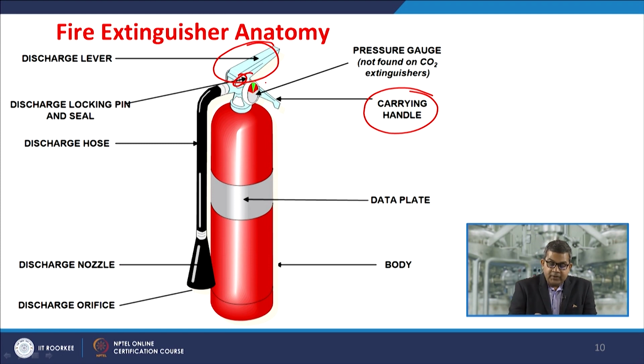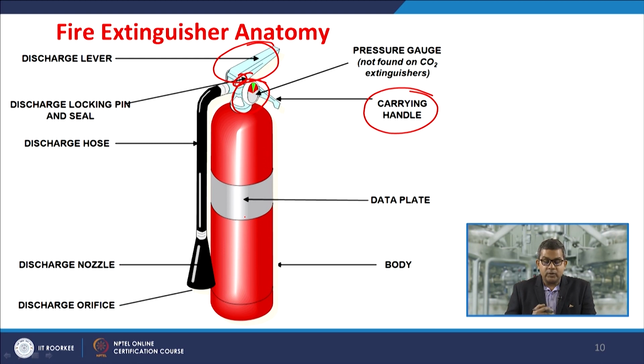Now, here this is a pressure gauge, and usually it is not found in the CO2 type of extinguisher. The pressure gauge tells you how effectively you can use it, and whether there is any efficiency left in this particular type of fire extinguisher.